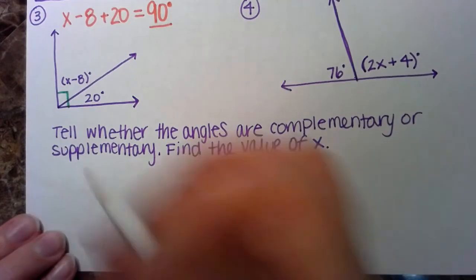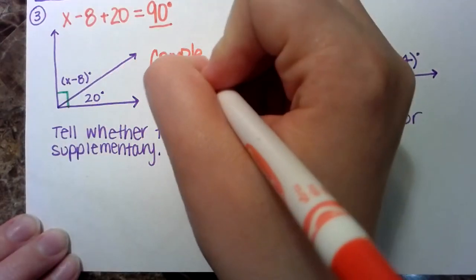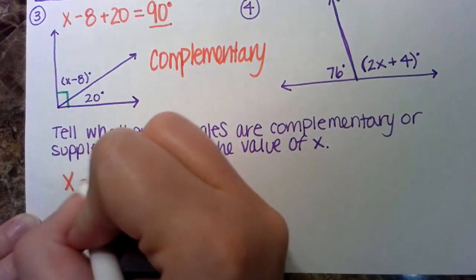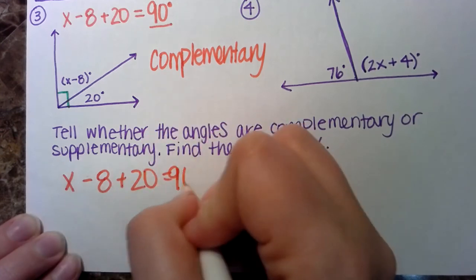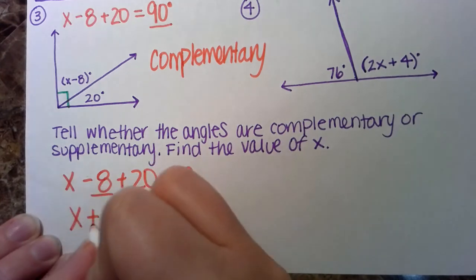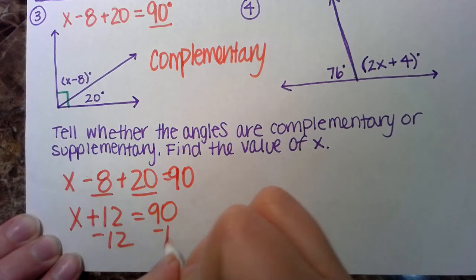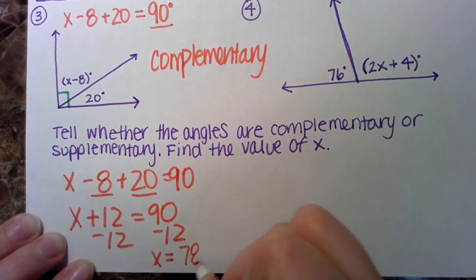I'm going to move this down here. So I'm going to say that this is complementary. To find x, we're going to get x by itself. So I'm going to bring this down here, just so I have more room. I'm going to combine like terms. So I'm going to get x plus 12 equals 90. I'm going to subtract 12 on both sides. So I get x equals 78.